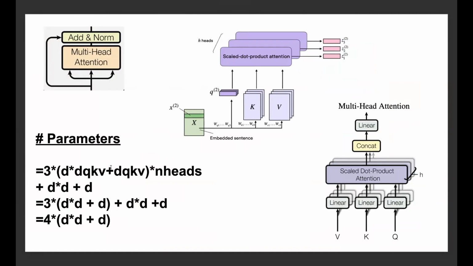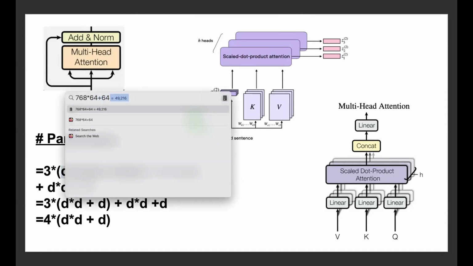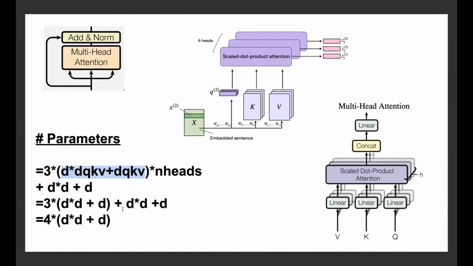Because this is a matrix multiplication in a neural net, we shouldn't forget about the biases. We don't just multiply, we also include the biases. So we have 3 matrices, and each matrix multiplication will be d cross dqkv plus dqkv. So this term that you see here is nothing but 768 into 64 plus 64 for the biases. And these 3 matrices are for one head, so depending on the number of heads, it will get multiplied by that many heads, right?